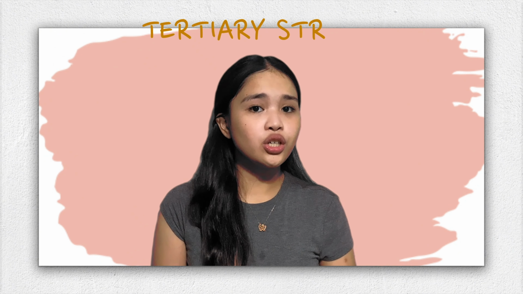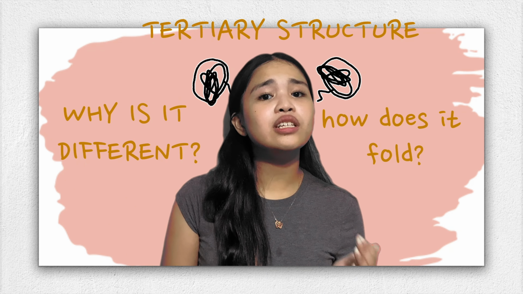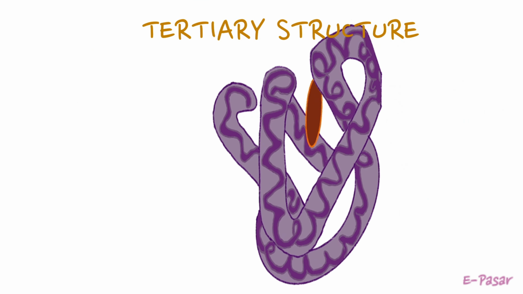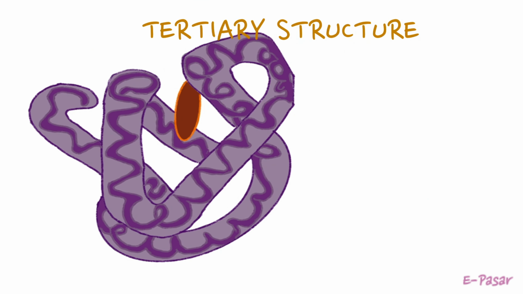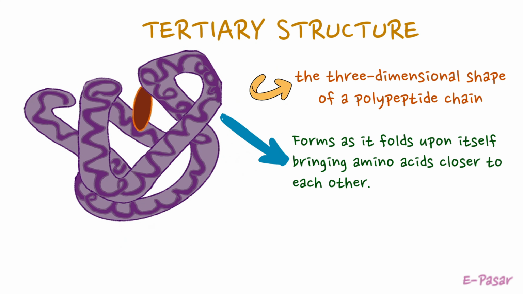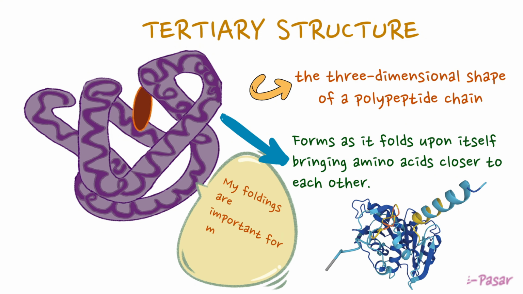Before we proceed with the complex part of this lesson, let's first get to know the tertiary structure. What makes this different from the other structures, and how does this folding happen? Tertiary structure is the 3D shape of a single polypeptide chain, formed as it folds upon itself, bringing distant amino acids closer together. This precise folding is vital for the protein's overall function.